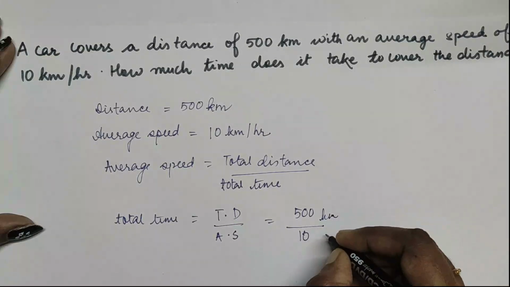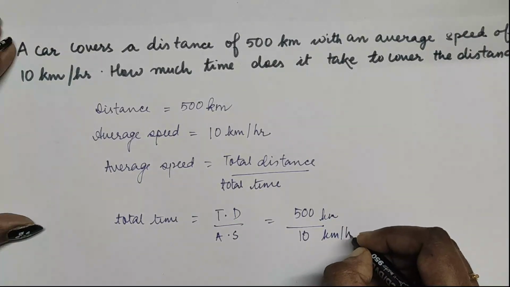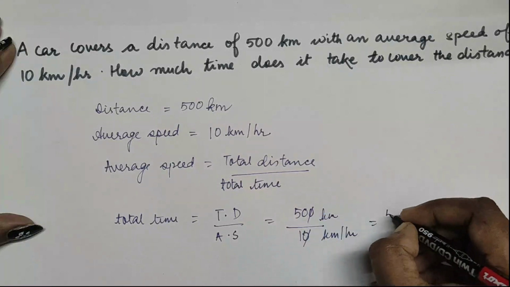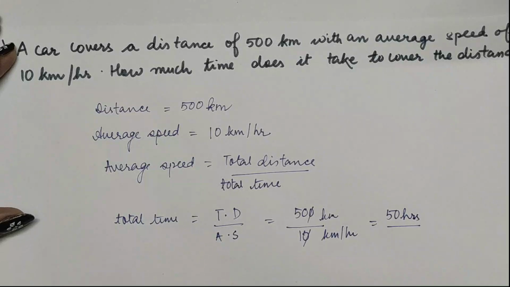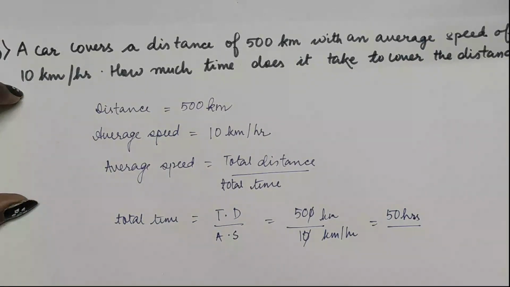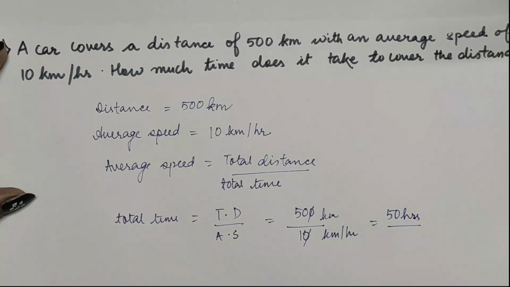So I get 50 hours. So the time taken to cover 500 km with an average speed of 10 km per hour will be 50 hours. I'm very sure you will be able to solve more numericals based on average speed.